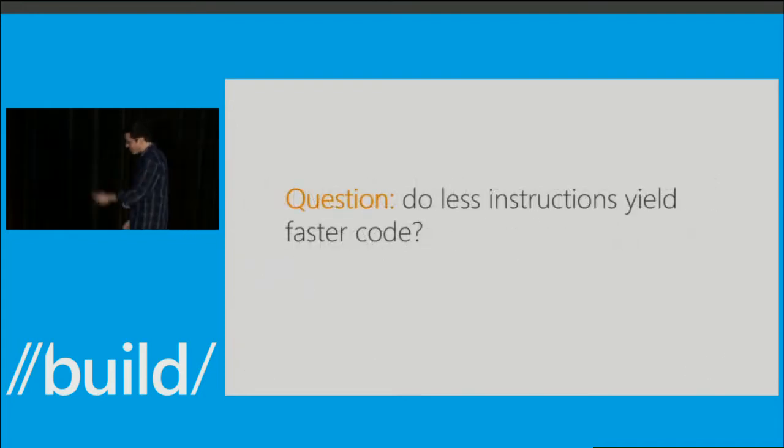So, all right, I want to start off the presentation with a question. Who believes that less instructions yields faster code? So, we're talking the number of floating point operations per second, per frame, per iteration, per whatever. Show of hands, who says less instructions yields faster code? All right, we got a few hands. And, to some extent that is true.